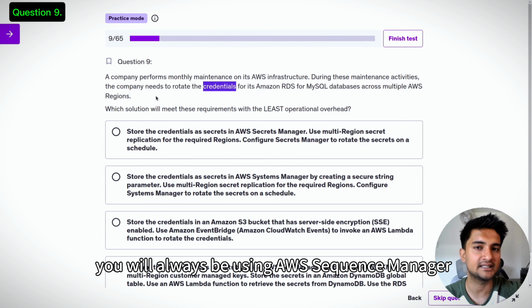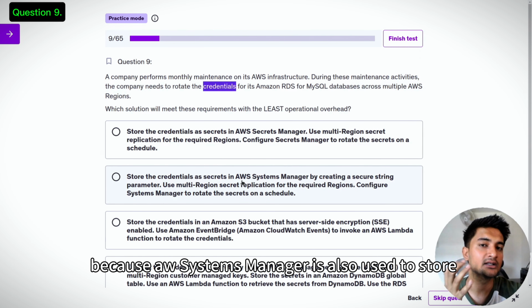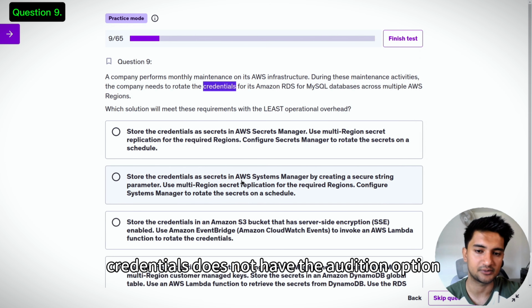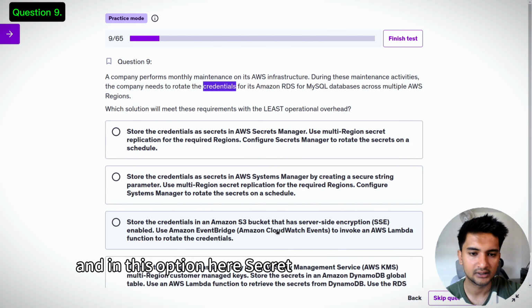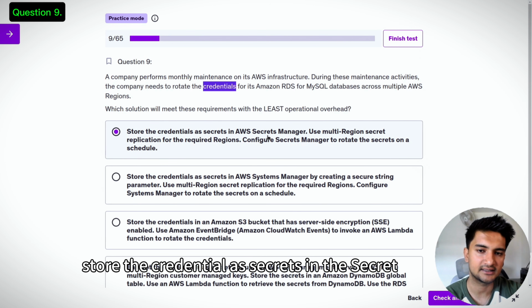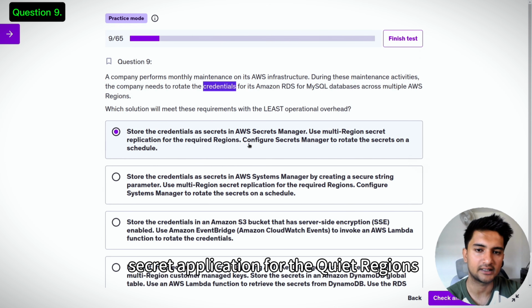So in the previous question we saw, whenever you want to rotate your credentials, you will always be using AWS Secrets Manager, because AWS Systems Manager, which is also used to store credentials, does not have the rotation option. So we will be using Secrets Manager, and in this option here, Secrets Manager is present. So store the credential as secrets in Secrets Manager and use multi-region secret replication for required regions.